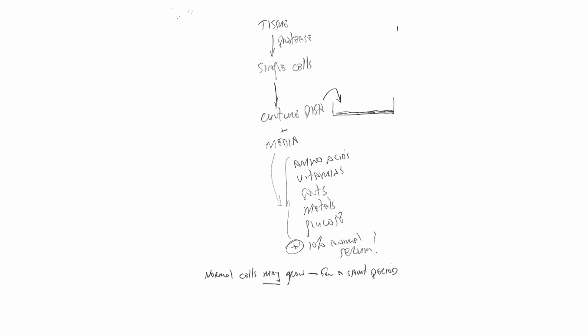Most of the time, they'll only grow if you add 10% animal serum. Basically, in order to get the cells to grow, you have to add blood. It's not actually blood, it's serum. I'll describe that in a second. And that's 10% of the volume.